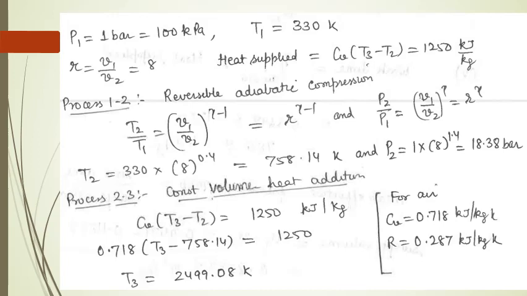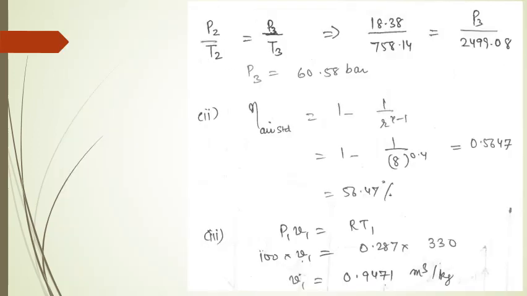Now as the process 2 to 3 is constant volume heat addition, with the help of the expression given, that is Cv into T3 minus T2, which is equal to 1250, we can calculate the value of T3, and that is coming out to be 2499.08 Kelvin. Now as the process 2 to 3 is constant volume, we can write P2 upon T2 equals P3 upon T3. With this we get the value of P3, that is coming out 60.58 bar.